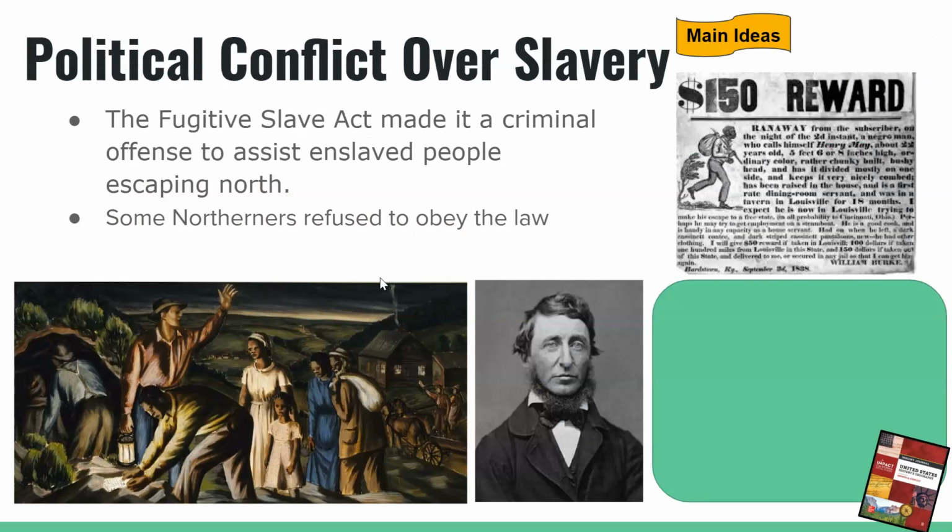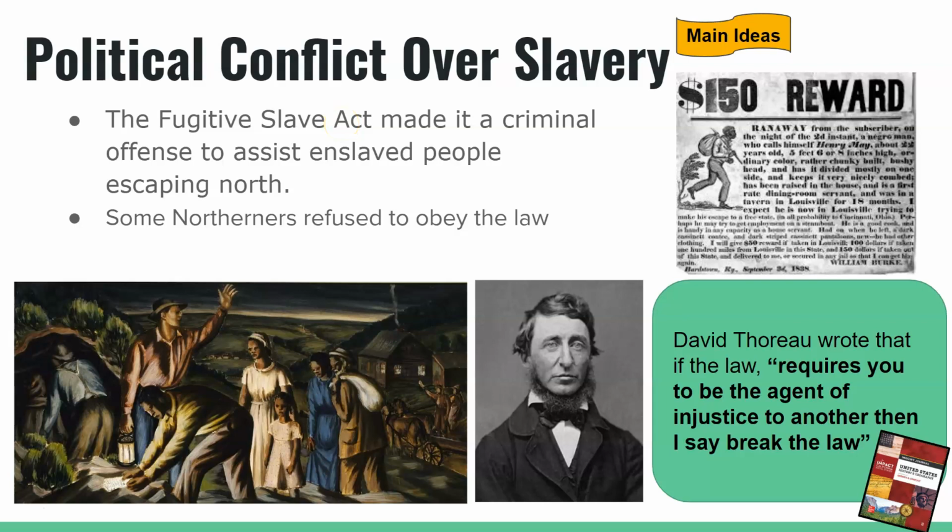The Fugitive Slave Act made it a criminal offense to assist enslaved people escaping north. Some Northerners refused to obey the law, and some judges in the North would not enforce the law anyways. Henry David Thoreau wrote that if the law requires you to be the agent of injustice to another, then I say break it. He wrote this as many free African Americans and whites formed an interconnected system called the Underground Railroad, which helped runaways find their way to freedom.